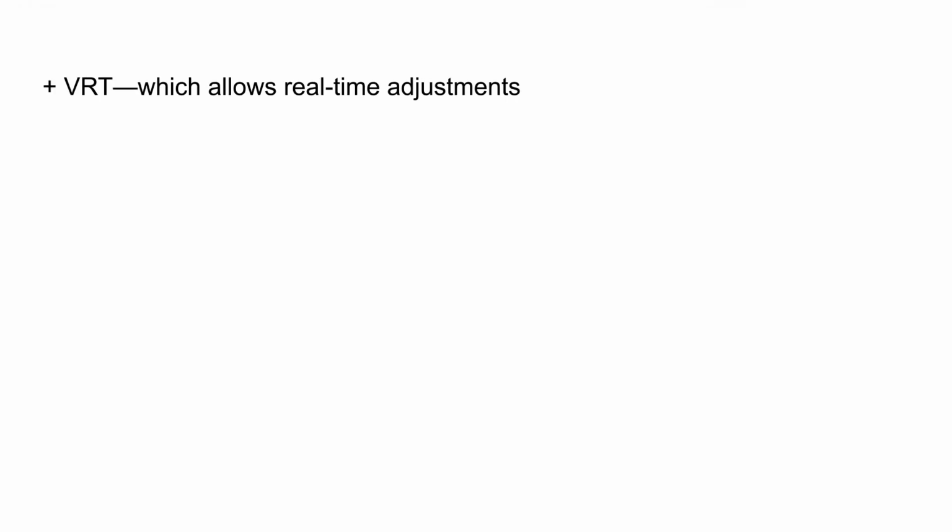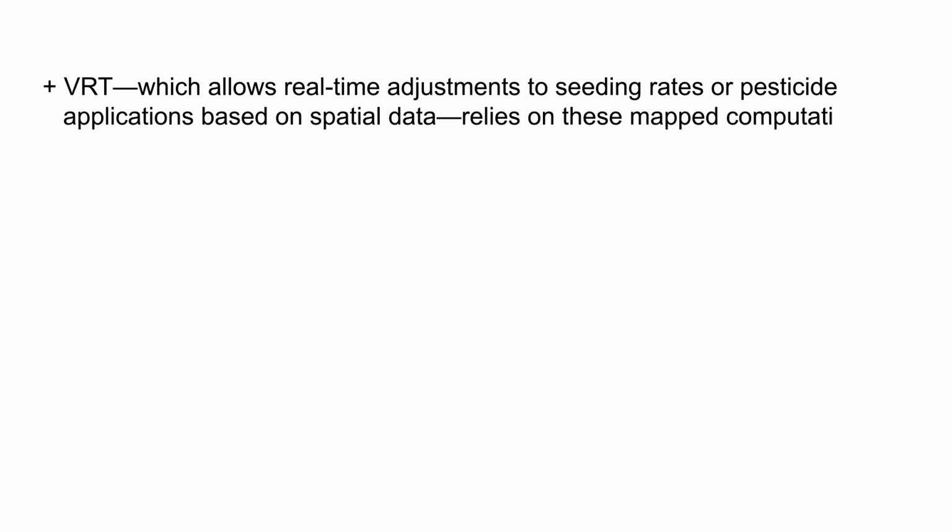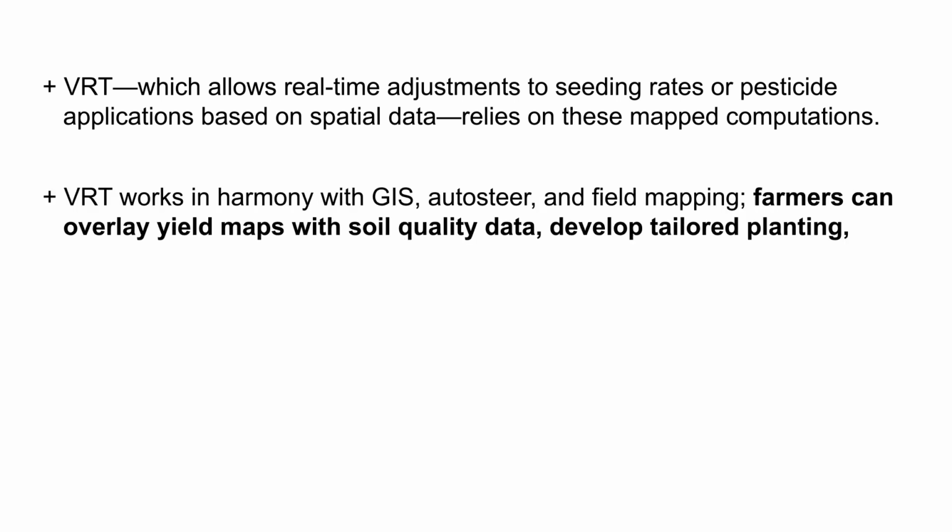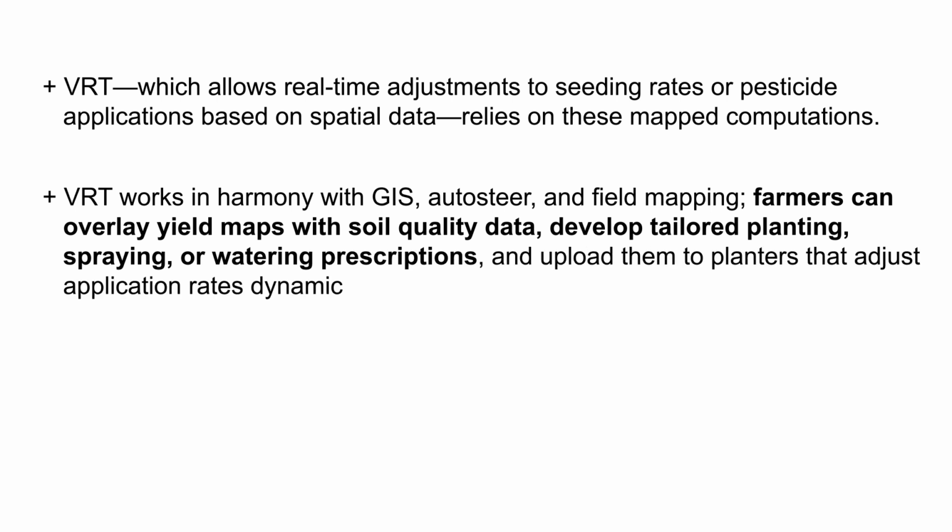These data layers form the basis for management decisions and enable the integration of other PATs. For example, VRT, which allows real-time adjustments to seeding rates or pesticide applications based on spatial data, relies on these mapped computations. VRT works in harmony with GIS, AutoSteer, and field mapping. Farmers can overlay yield maps with soil quality data, develop tailored planting, spraying, or watering prescriptions, and upload them to planters that adjust application rates dynamically as they move through the field.